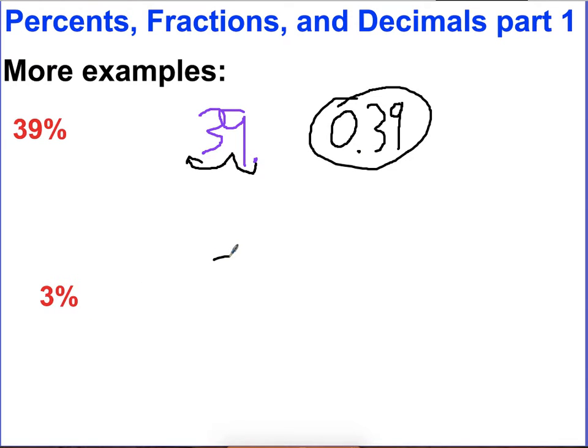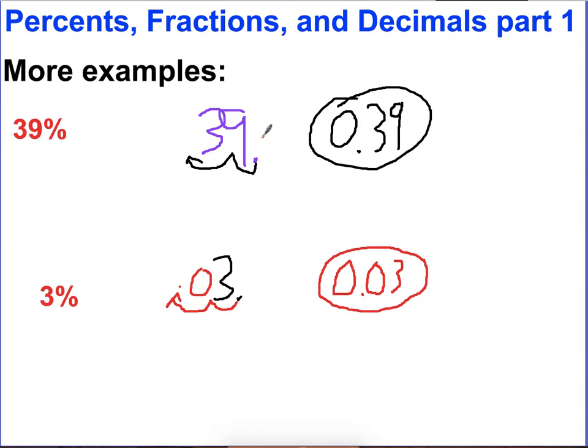For 3%, remove the percent. The decimal is here, and same idea. We have to move this 2 spaces to the left. Now there's a gap here. If there's a gap, I'm going to fill that in with a 0. And then my decimal goes here now. So 3% as a decimal is going to be 0.03 or 3/100ths.